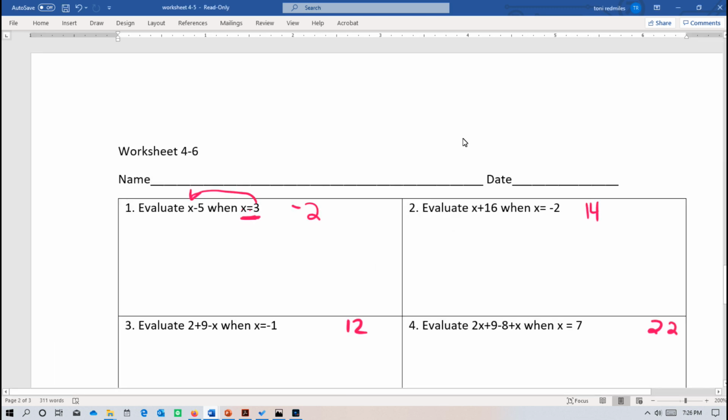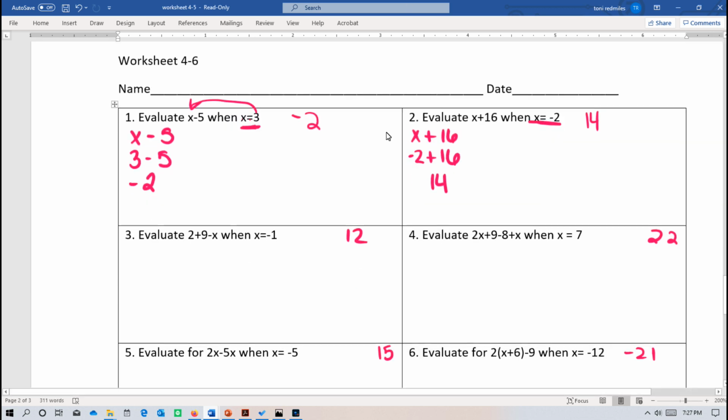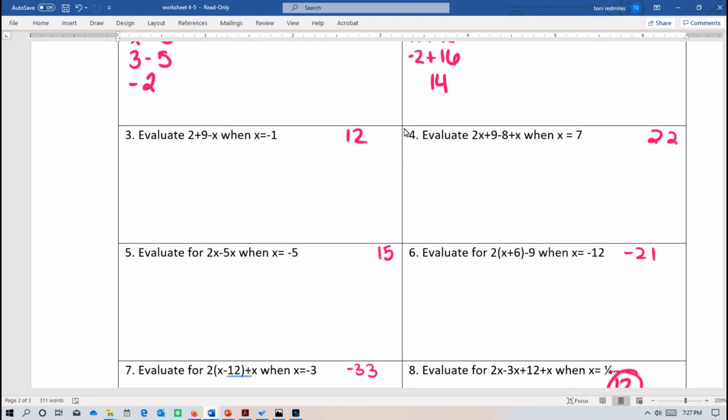All right, in this first one, I'm substituting 3 into the expression. So everywhere I see an x, I'm going to put a 3. 3 minus 5, we should remember from our integers unit, is -2. All right, in this one, x equals -2, so I'm going to substitute that in for x. And then -2 plus 16 is going to equal 14. Think I'm at -2 degrees and the temperature goes up 16 degrees. I'm now at 14. Visualize that number line.